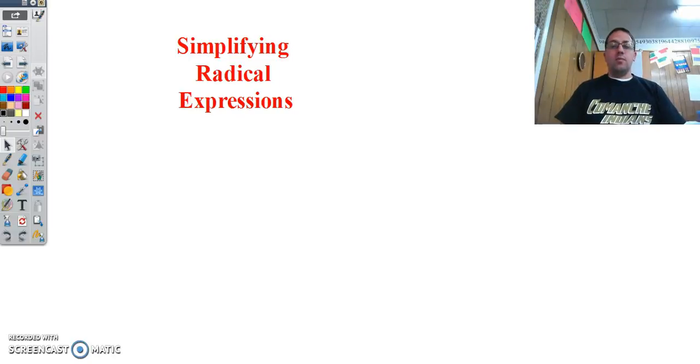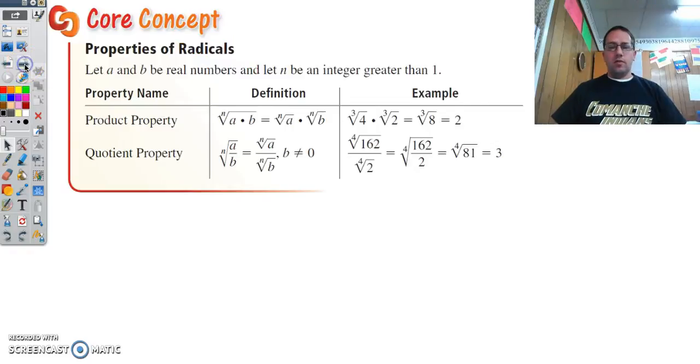Hello class, today what we're going to talk about is simplifying radical expressions. So we're going to have some lovely square root stuff and we're going to simplify it, make it a little bit prettier. So we've got two properties of radicals that we're going to talk about.